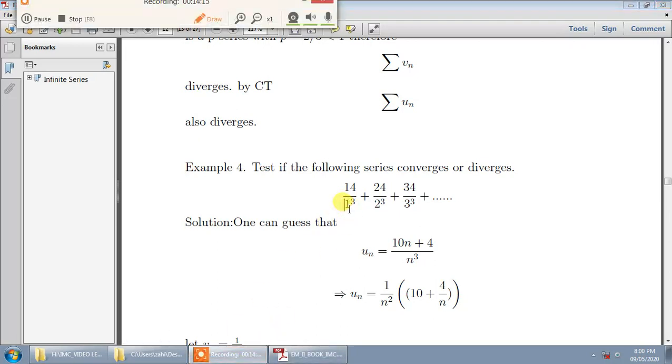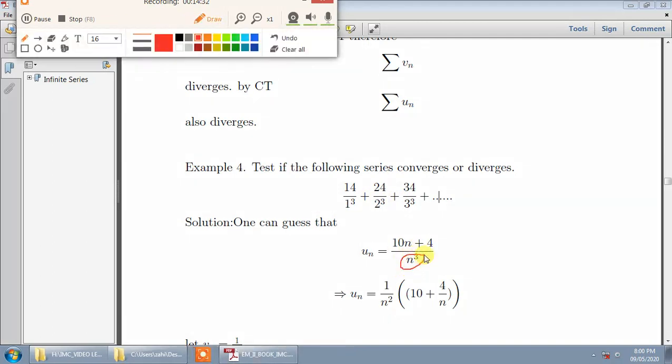As I can observe, first of all let us very easily guess the denominator term of this series. You can observe that we have 1 cube, 2 cube, 3 cube. So the first term is 1 cube, the second term is 2 cube, the third term is 3 cube, and therefore the nth term will be n cube.